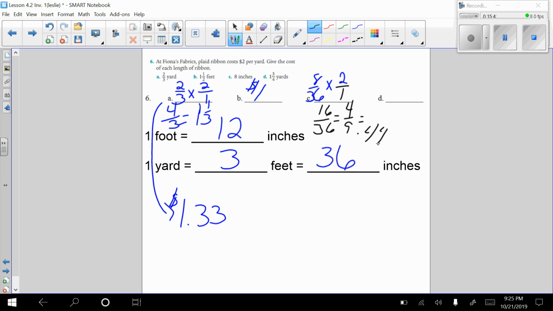The last one there is for 1 3/4 yards. Remember, 1 yard was $2, so I know I have to get more than $2. I can change this to an improper fraction, which would give me 7 over 4 times the $2. Remember, put that whole number over 1. So 2 over 1 gives me 14 over 4. And if I simplify, that comes out to be 3 1/2. So I'm going to buy 3.5 yards. Well, it's $2 per yard, so 3 yards would be 6, and half a yard's $1. So that's going to end up being $7.